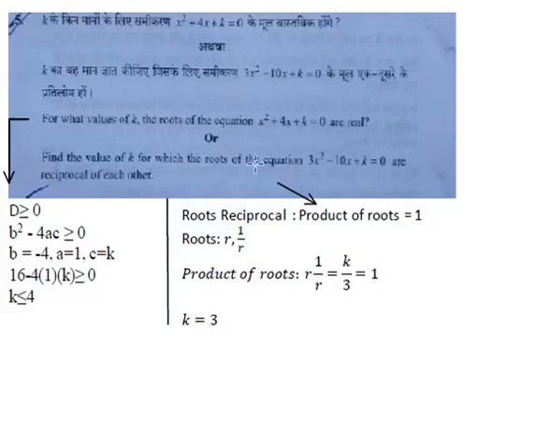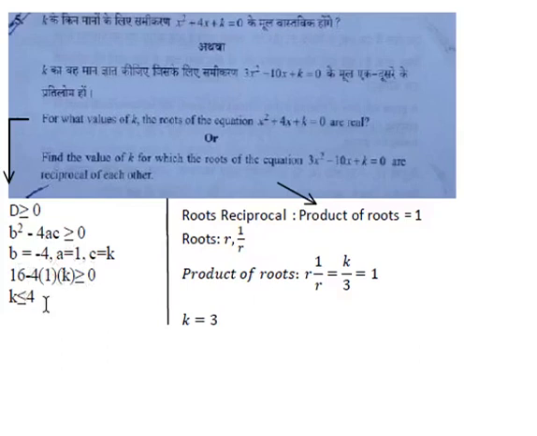In the fifth question, part 1, we have to find the values of k for which the roots of the equation x squared plus 4x plus k are real. For the roots to be real, D should be greater than or equal to 0. If D is equal to 0, the roots are equal but still real. D is nothing but b squared minus 4ac, where b is 4, a is 1, and c is k. We input the values, we get 16 minus 4k greater than or equal to 0, so k should be less than or equal to 4.